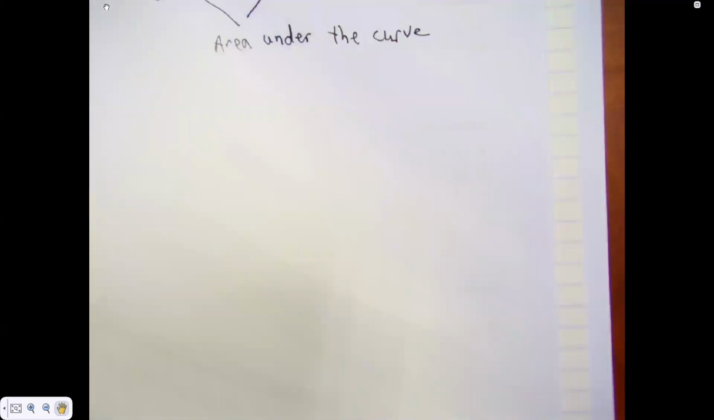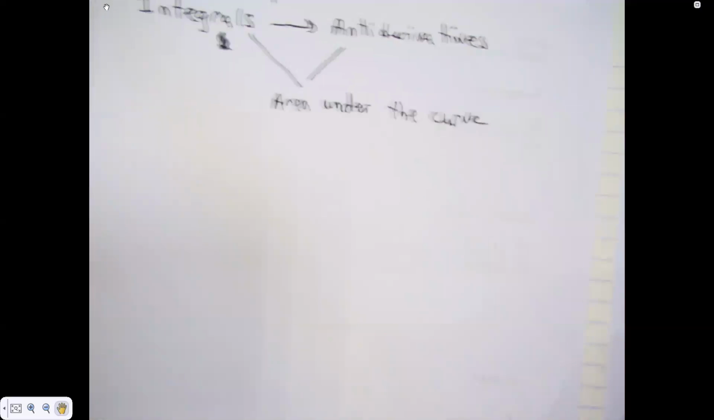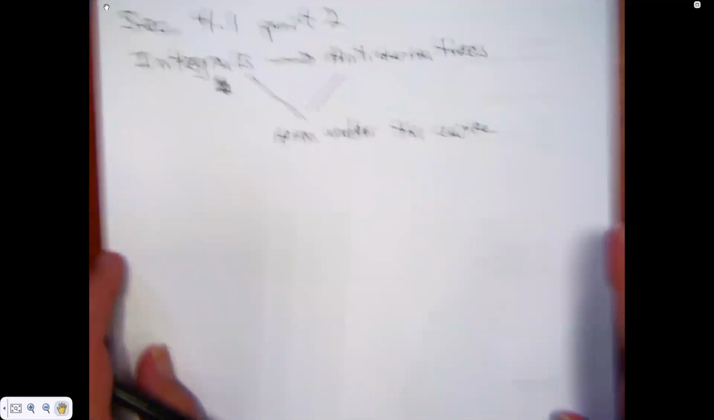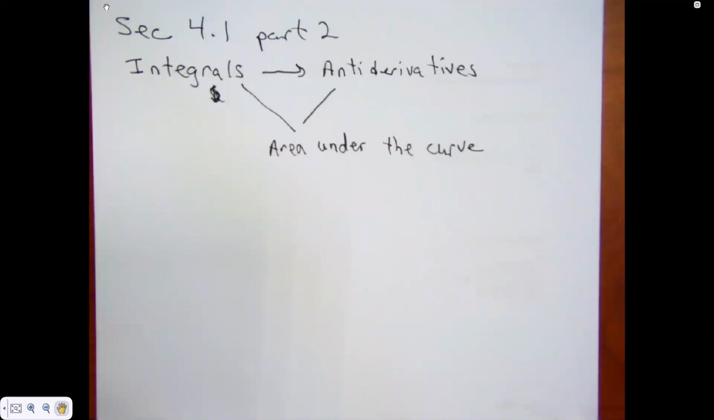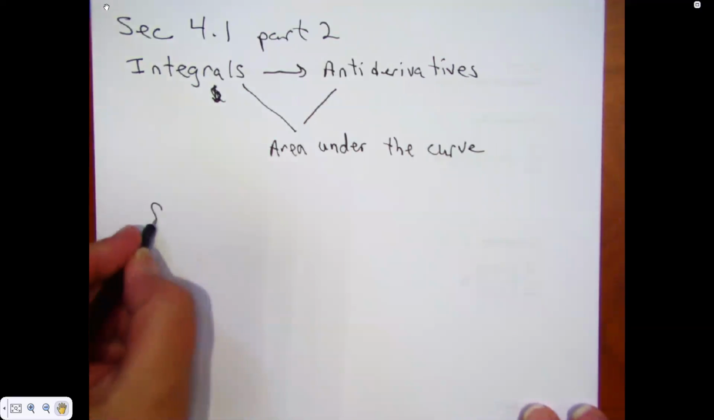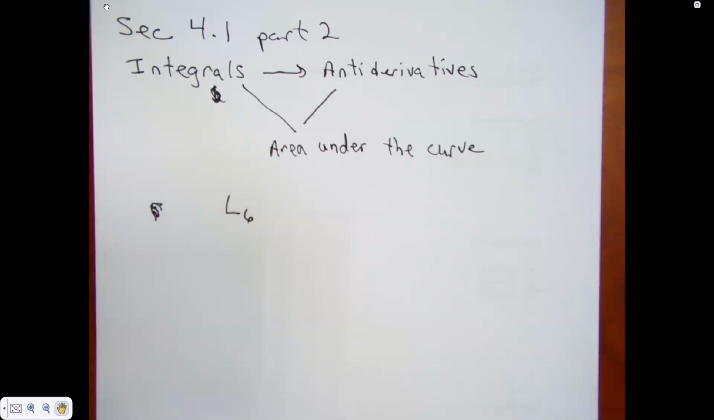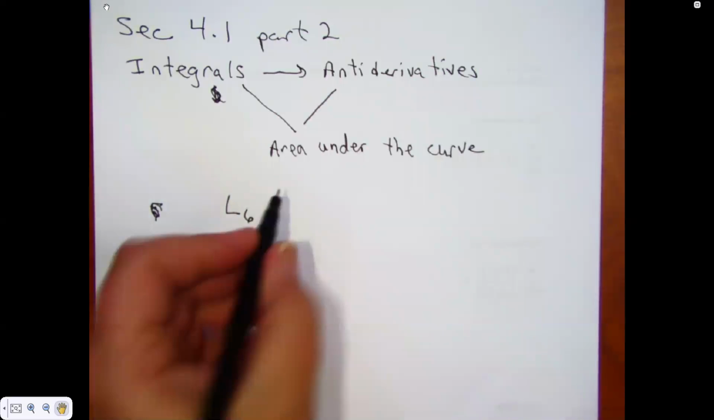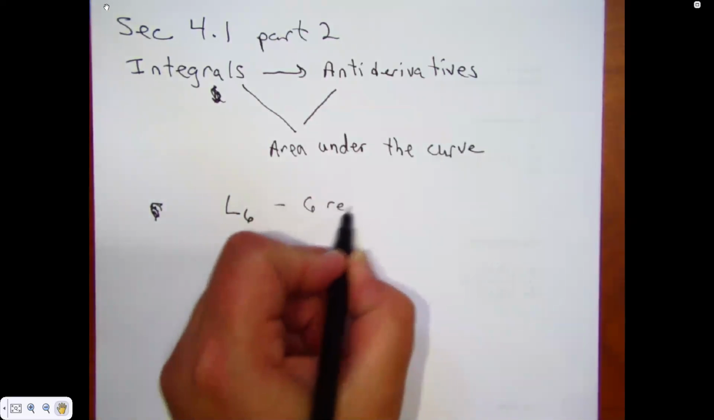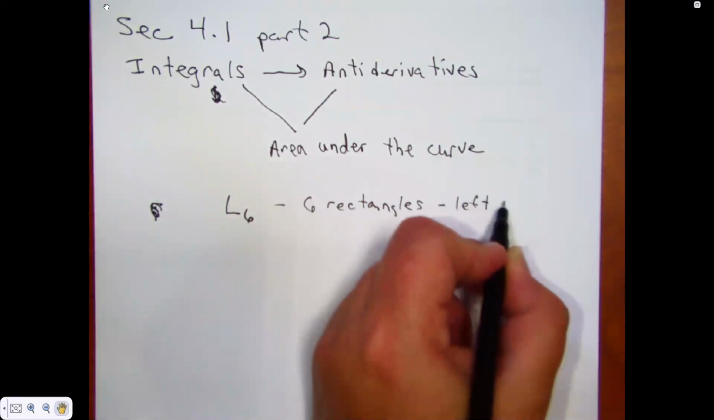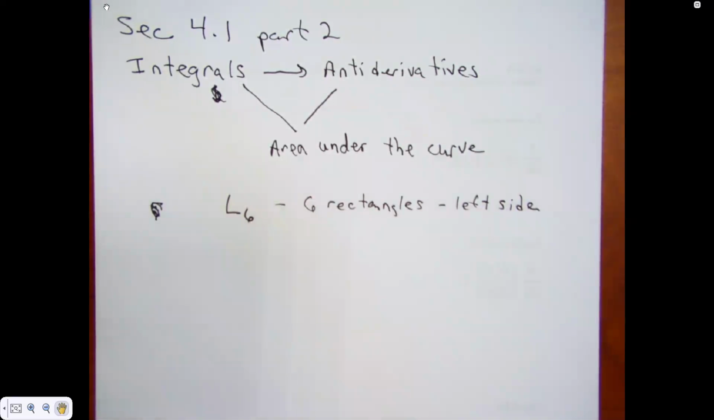All right, so let's actually do one. Let's do this one. Let's find the area. Let's make sure it's semi-straight. Okay, find the area. Oh, let's write this down. What does L6 mean? 6 rectangles, all from the left side. Which kind of makes sense, but if we don't say it, sometimes you're kind of confused.